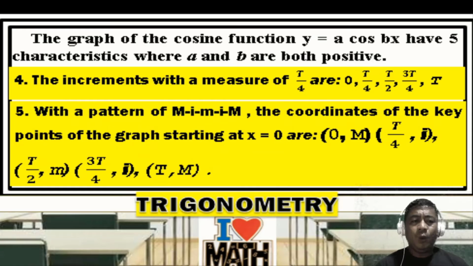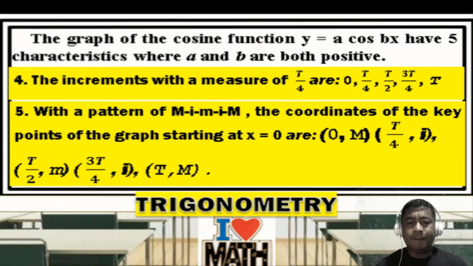Number 5, with a pattern of capital M, I, small m, I, capital M, the coordinates of the key points of the graph starting at x equals 0 are 0 and capital letter M, T over 4 and I, T over 2 and small letter m, 3T over 4 and I, T and capital letter M. So take note of that.